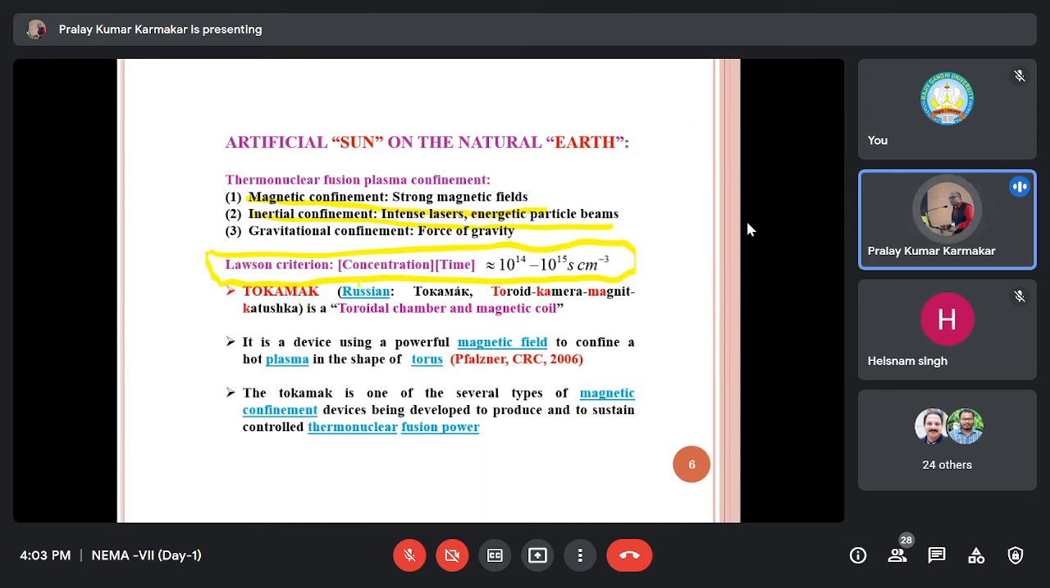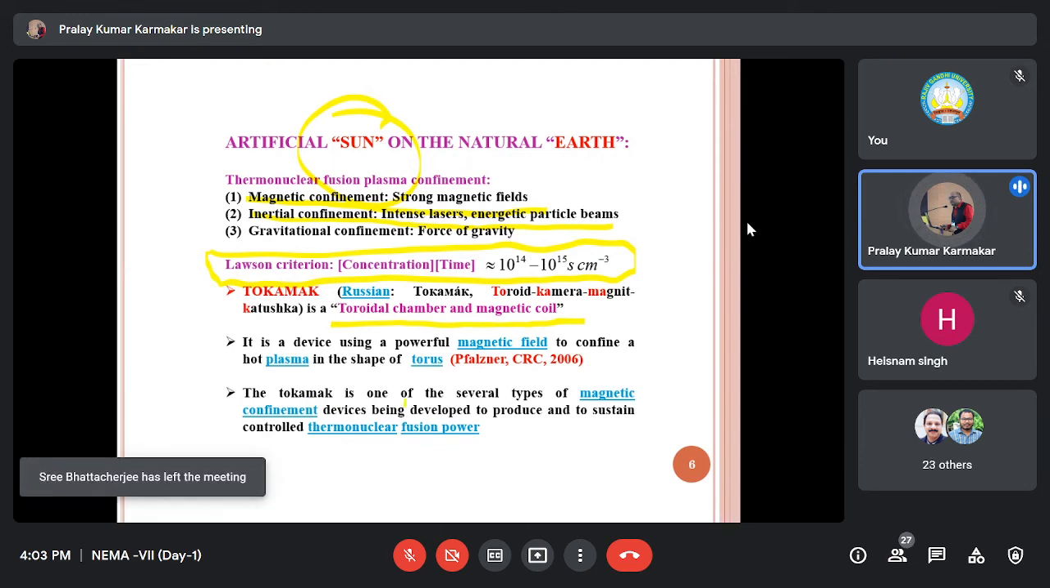Another important point is that the artificial sun is produced with the help of the tokamak. Everybody knows what a tokamak is. Tokamak is a Russian word meaning toroidal chamber and magnetic coil. This is a device with the help of which an artificial sun or star-like environments can be produced even at the surface of the Earth. And this tokamak is one of several types of magnetic confinement devices.